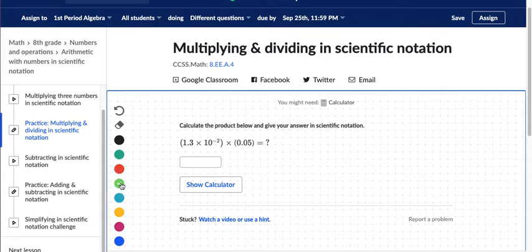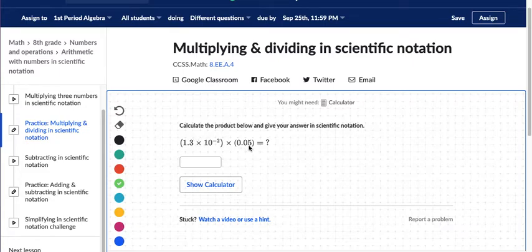We're going to do some more with scientific notation. And let's look at this. Calculate the product below and give your answer in scientific notation. Okay, so when we're multiplying scientific notation, remember, multiplication, it doesn't actually matter what order we're doing things in.